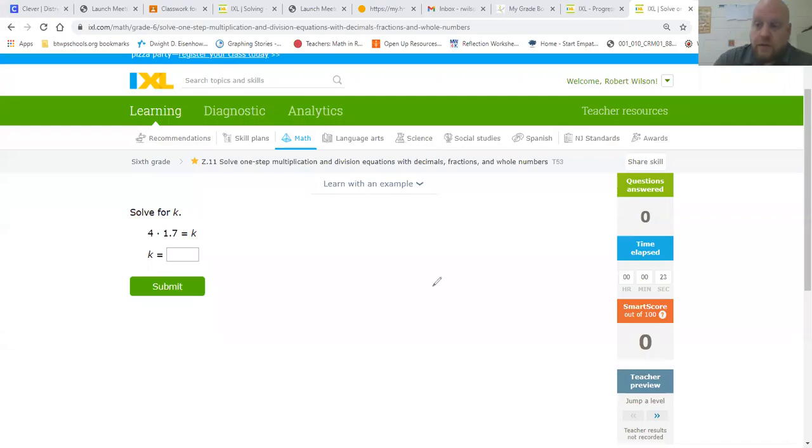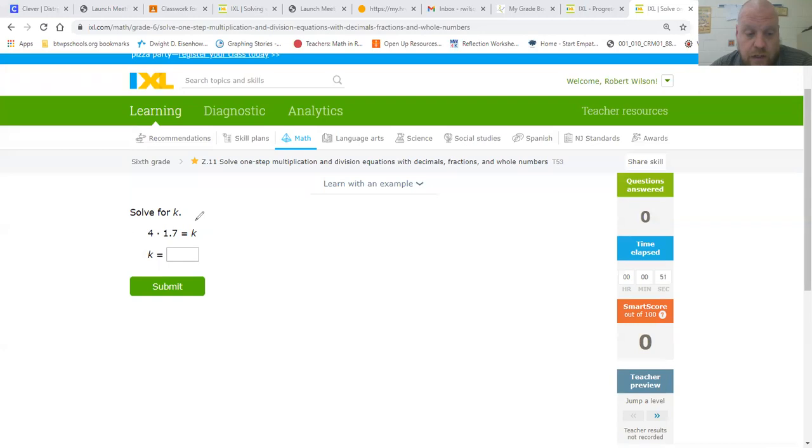Hey there, everybody. I'm going to just do a quick little video doing a couple of these problems from IXL. This is for 6th grade. The skill is Z11, solving one-step multiplication and division equations with decimals, fractions, and whole numbers. So I want to remind you that the whole concept of inverse operations is still the same on these problems, even though we're not working with whole numbers.